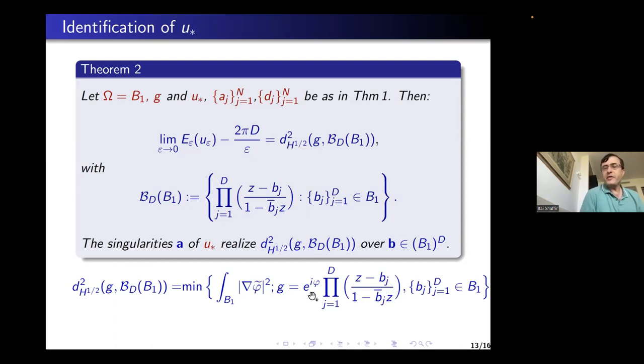So you can write it as e to the i phi, where phi is a scalar function defined on the boundary of the circle. You take the harmonic extension of phi and you calculate the Dirichlet energy of this harmonic extension. Once you do it for one configuration of b's, you go over all the possible configurations of the points and you take the minimum. This minimum is the H one half distance squared of g from the Blaschke product, and this is the right-hand side here. Okay, so this is the second main result.